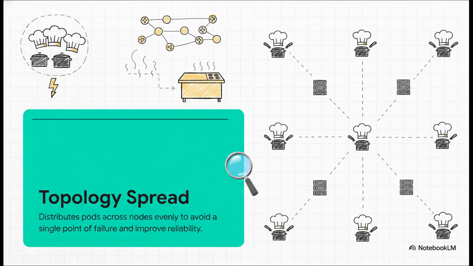And here's another pro tip for reliability. You would never cram all your best chefs into one tiny corner of the kitchen, would you? Of course not. If the power went out in just that one corner, your entire restaurant would grind to a halt.